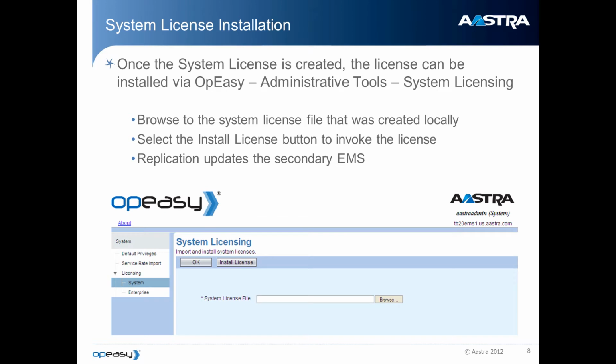System license installation. Once the system license is created, the license can be installed via OpEasy Administrative Tools, System Licensing. You would browse to the system license file that was created locally, select the Install License button to invoke the license, and then replicate the updates onto the secondary EMS server.